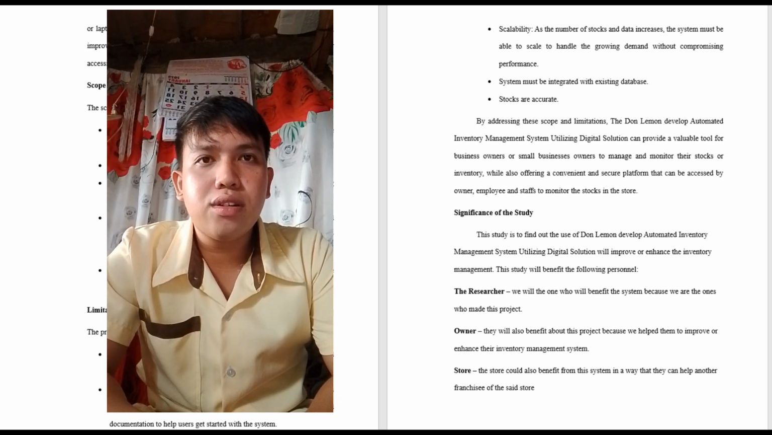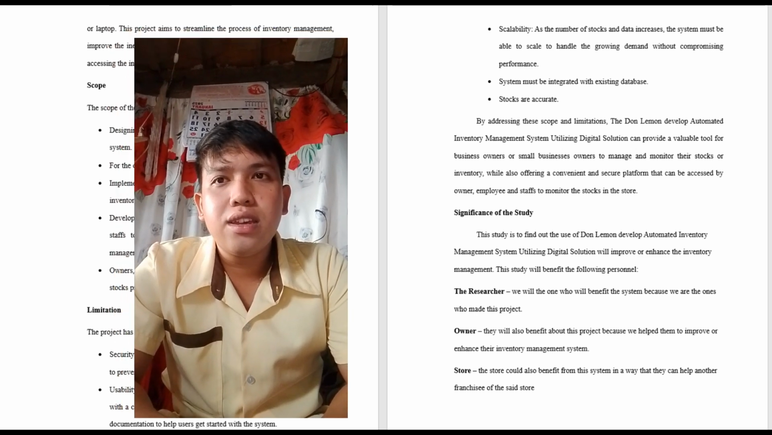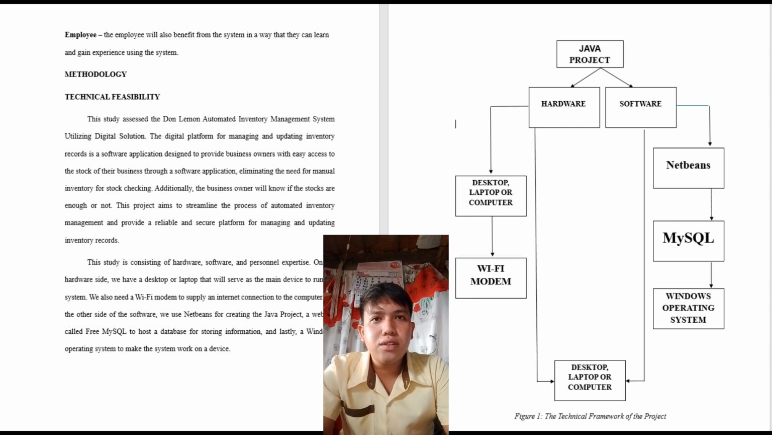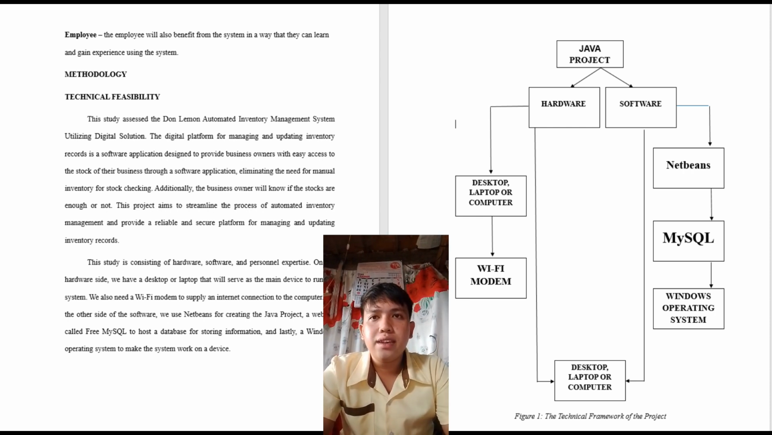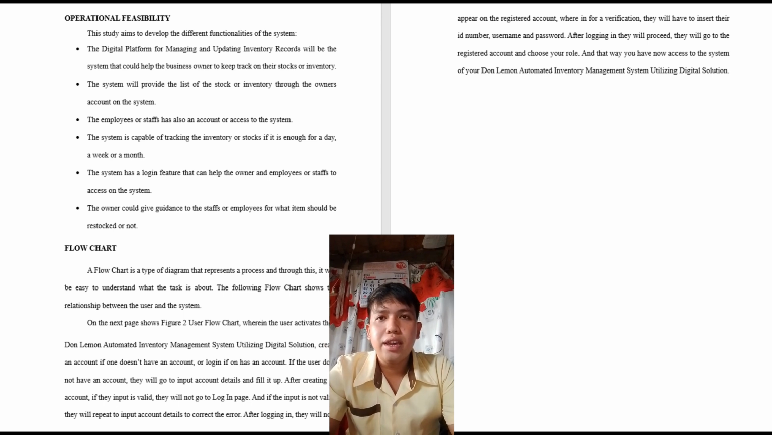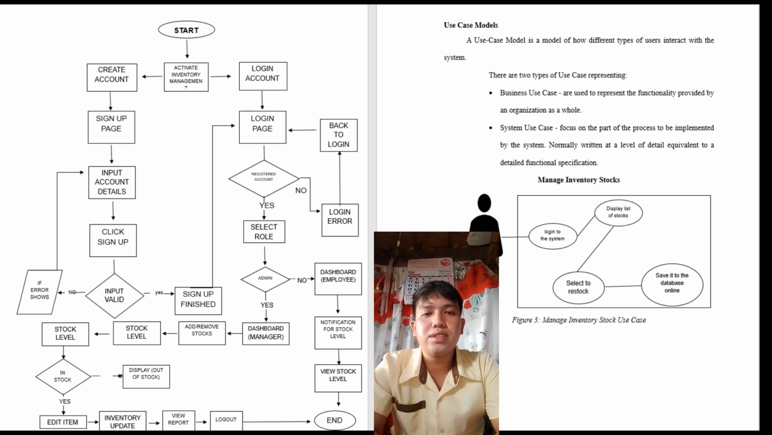Next is the methodology. In technical feasibility, it contains the things needed and the features it offers in order for the system to run smoothly with the use of streamlined technology. And operational feasibility shows the process of how to use and run the system we provided to our clientele. And the flowchart shows the set of steps of the transaction and the process of the business and how it runs with the system.